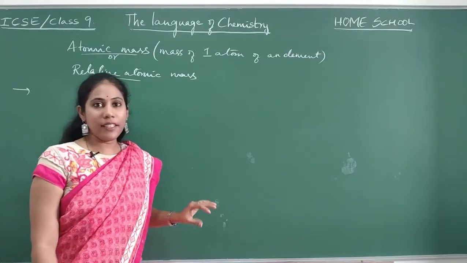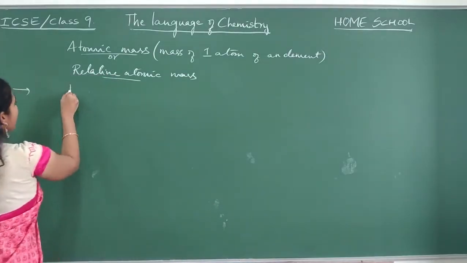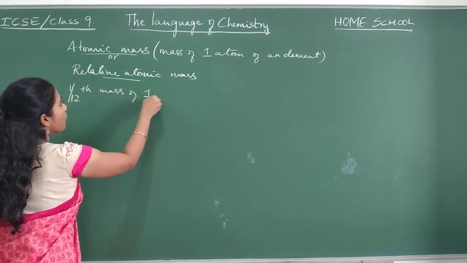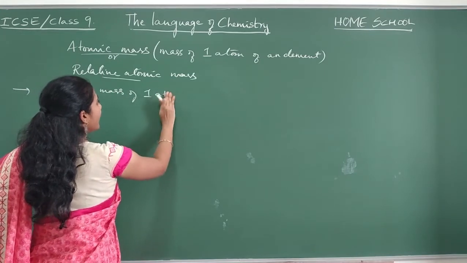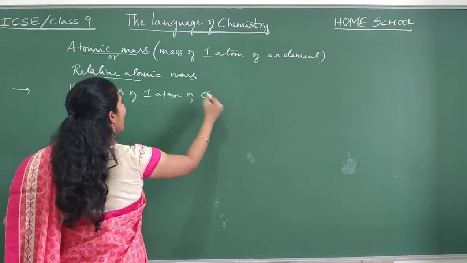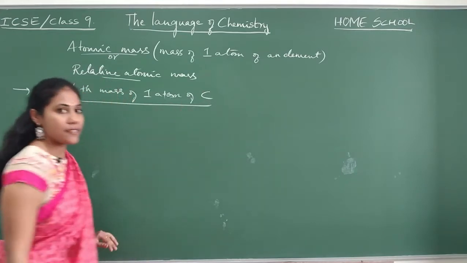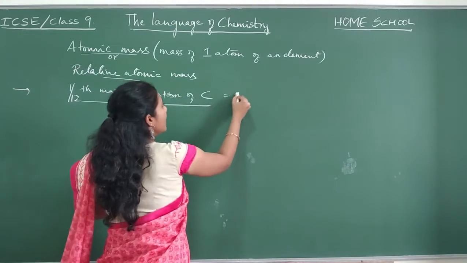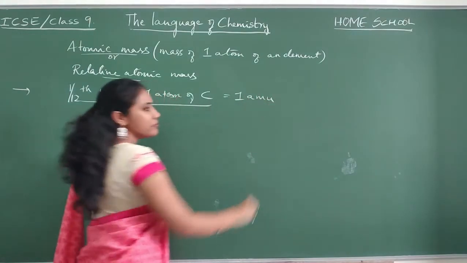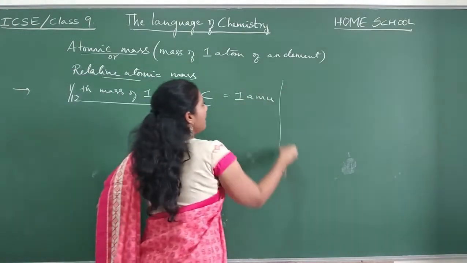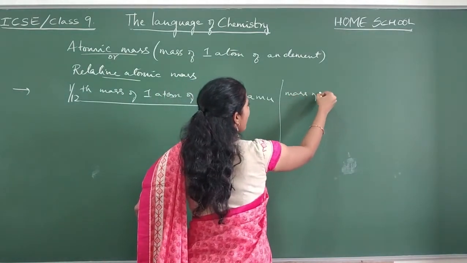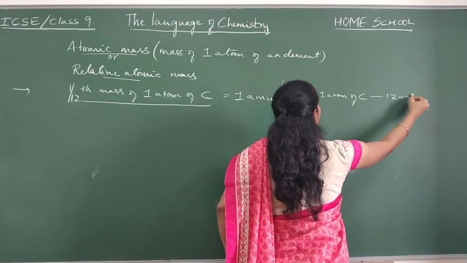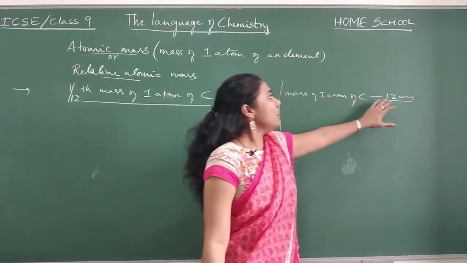What they thought of taking was 1/12 mass of one atom of carbon. They took it as a reference, guys. So 1/12 mass of one atom of carbon was exactly 1 AMU. And if you take the mass of one atom of carbon, it is 12 AMU. So they can't take 12 AMU as a reference.